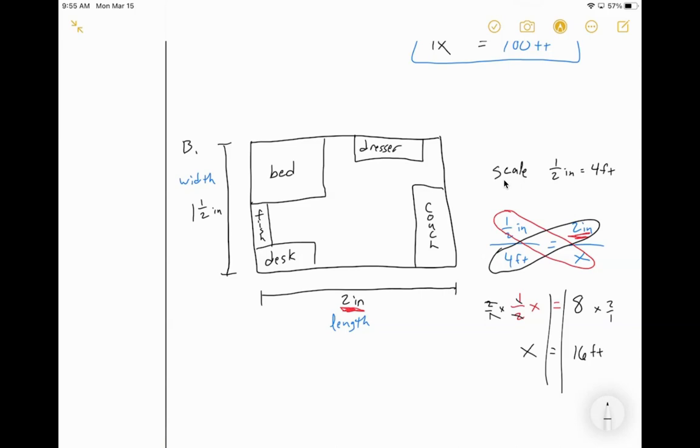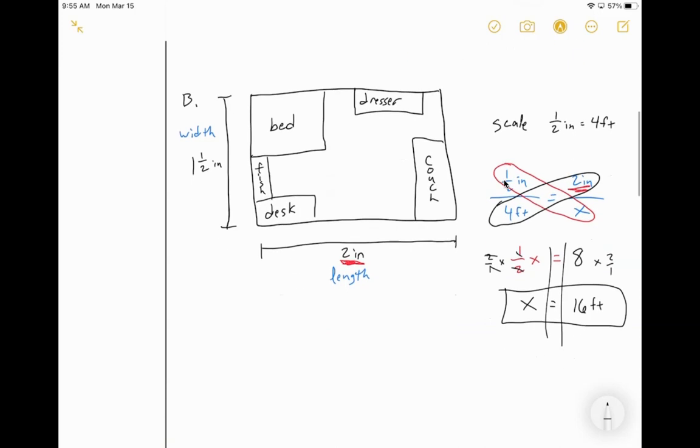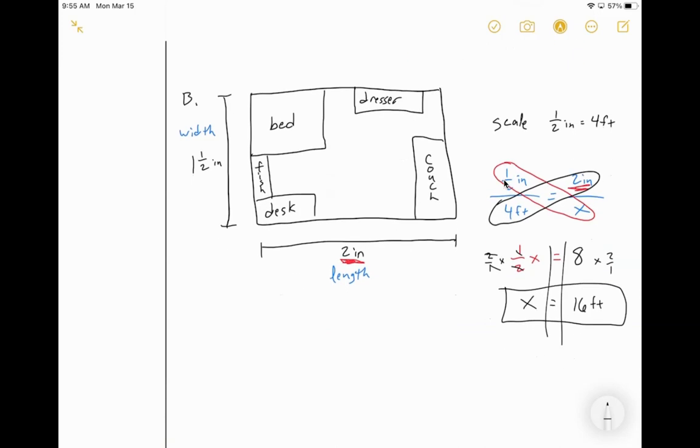Okay, can you guys do the width one? Let's set that one up. Okay, so here's our length. So the actual size of the room is 16 feet. How about the width? Let's do this down underneath here.